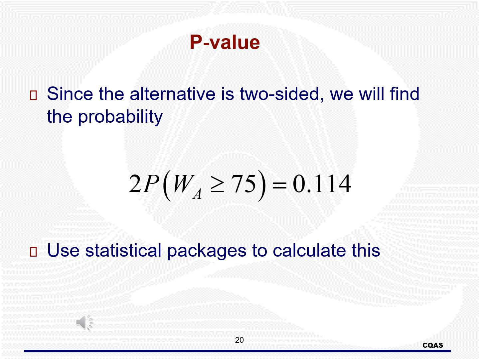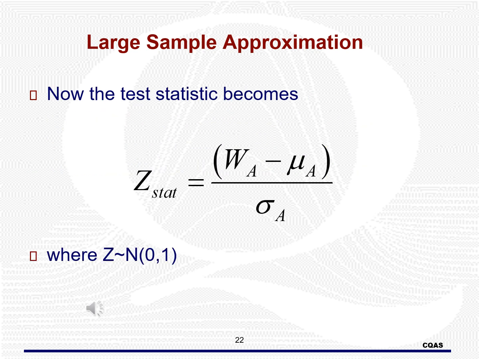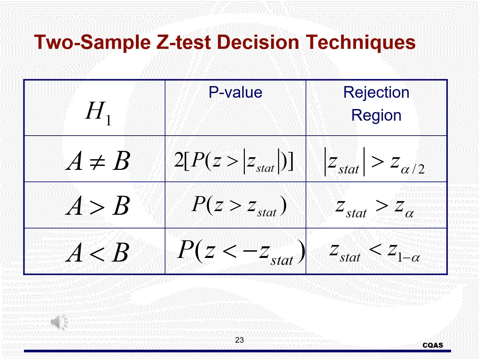Just like with most discrete type tests, we can approximate the WRS test with the z-test. If the sample sizes from both samples are greater than 10, then the approximation holds. In this case, we get the mean and standard deviation for the test statistic based on the equations on the slide. Now the test statistic is found based on the equation in the slide and follows a standard normal distribution. Here are the alternatives and how to calculate the p-value and build the rejection region.